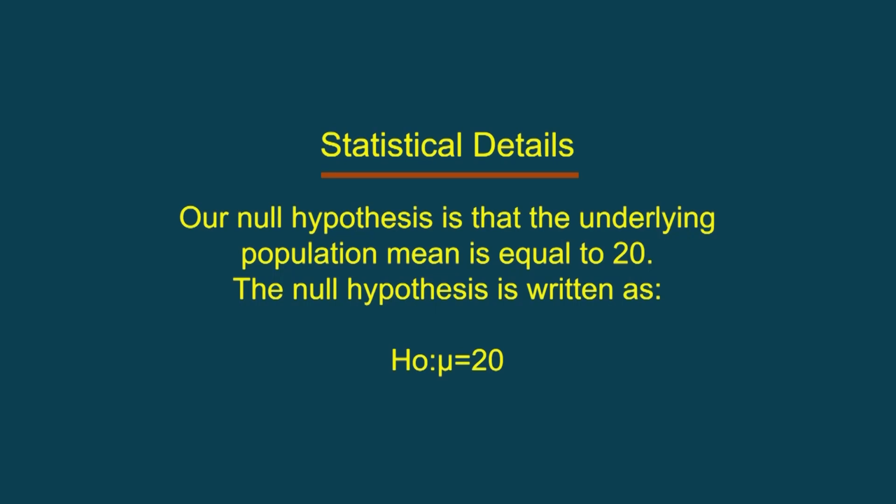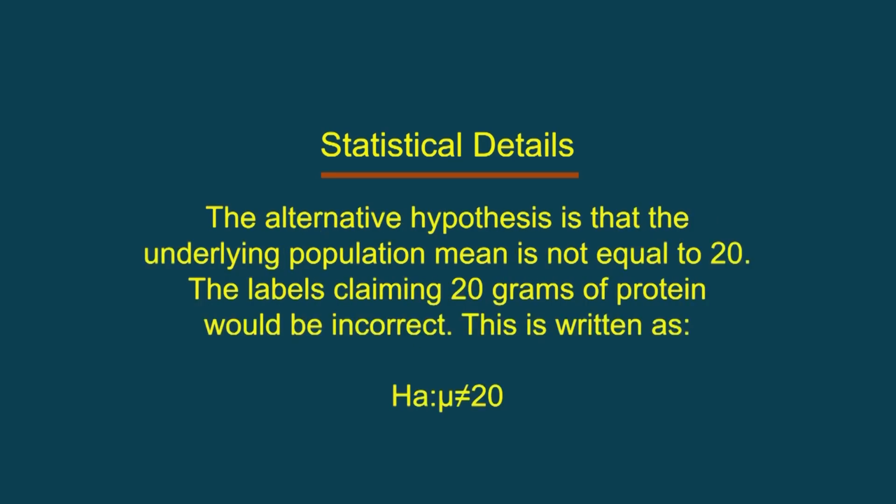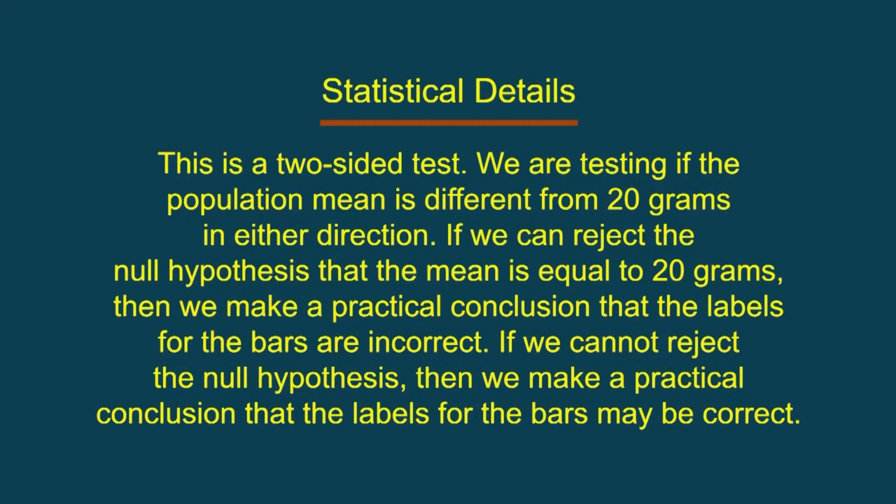Now we come to the statistical details of what we have done so far. Our null hypothesis is that the underlying population mean is equal to 20. So we write H naught: mu equals 20. The alternative in a two-sided test like this will be that the mean is not equal to 20. So we write the alternative hypothesis as HA: mu not equal to 20. This is a two-sided test, as we mentioned earlier. We are testing if the population mean is different from 20 grams in either direction, that is more than 20 grams or less than 20 grams.